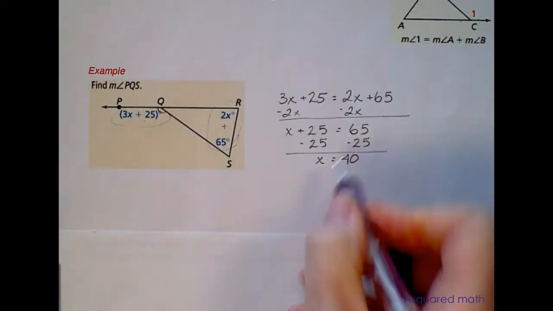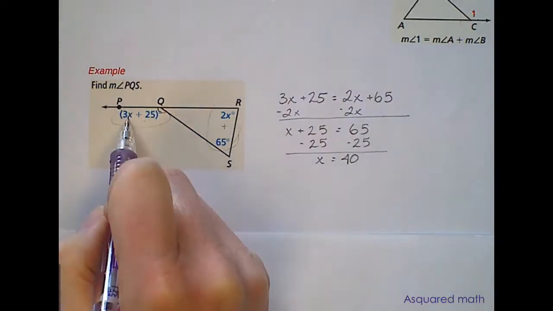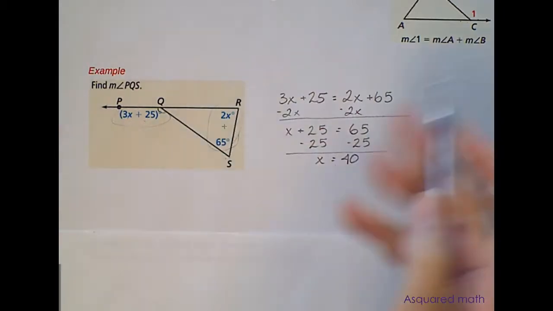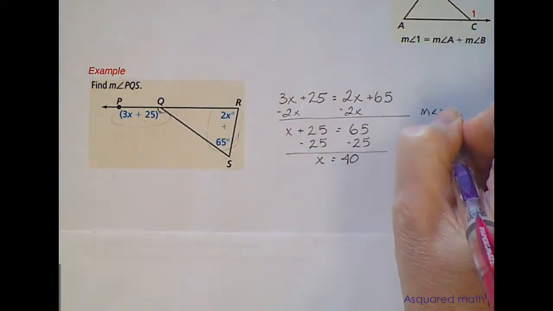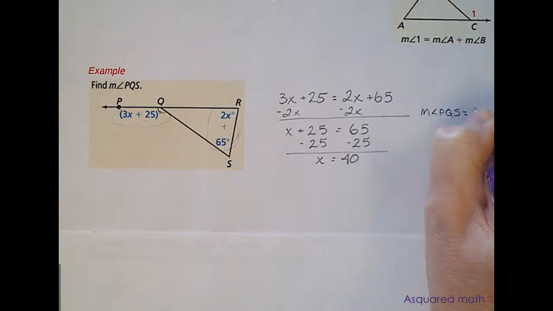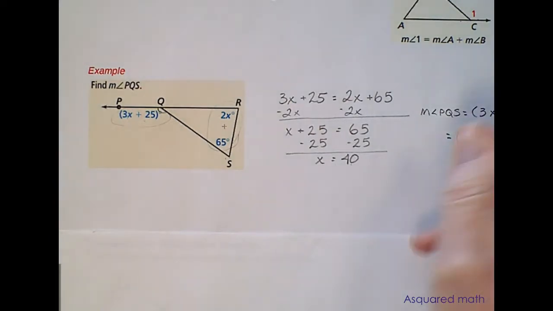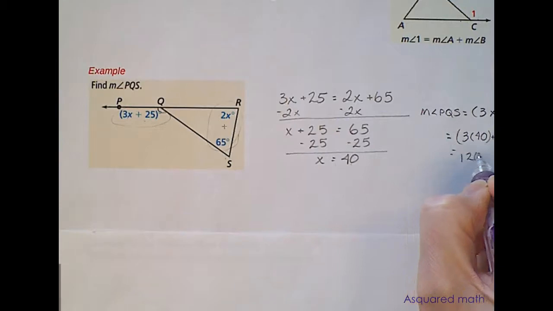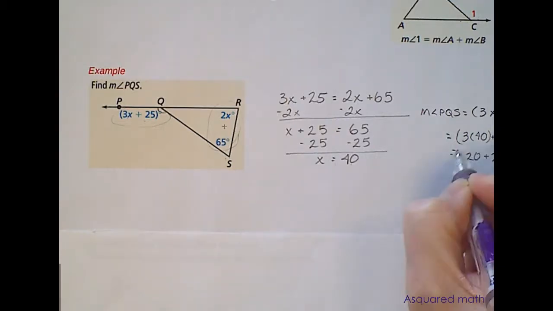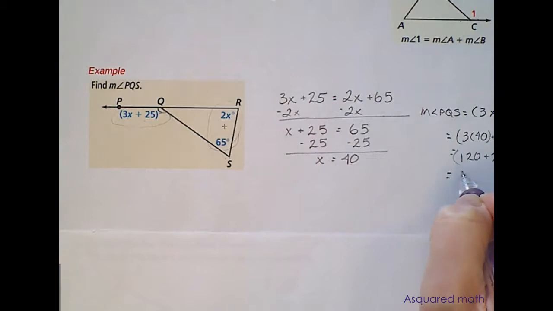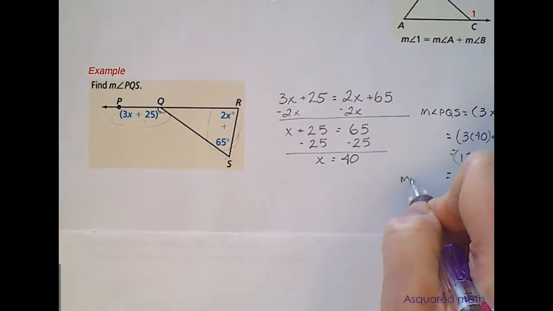Substitute 40 in for x at angle PQS. So the measure of angle PQS equals 3x plus 25 degrees. Substitute that 40 in. We get 3 times 40 plus 25, or 120 plus 25 degrees, and finally 145 degrees is the measure of angle PQS.